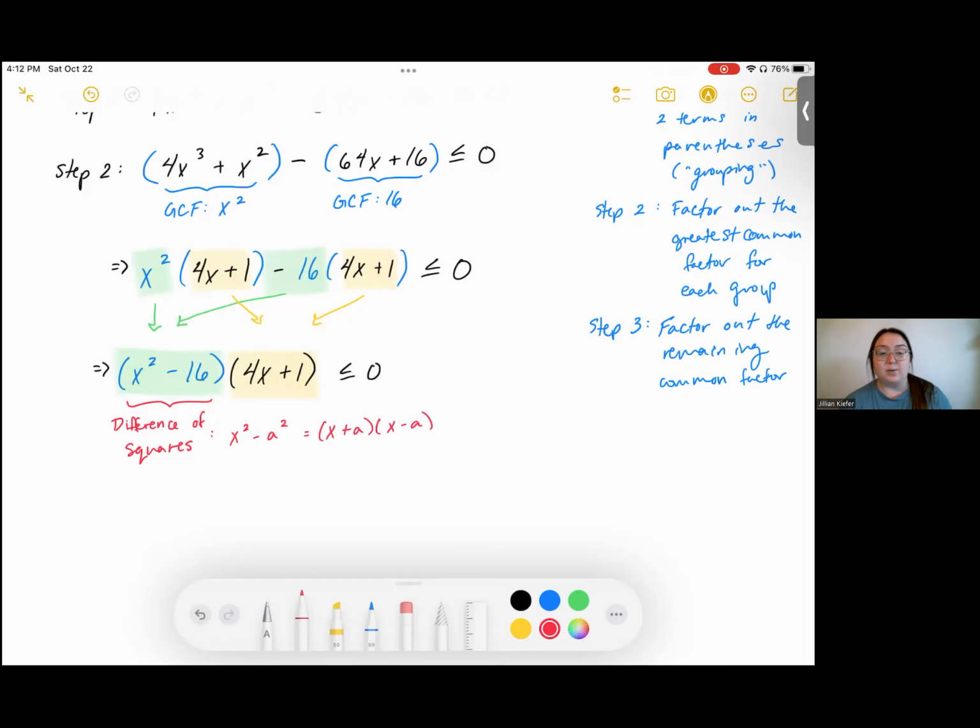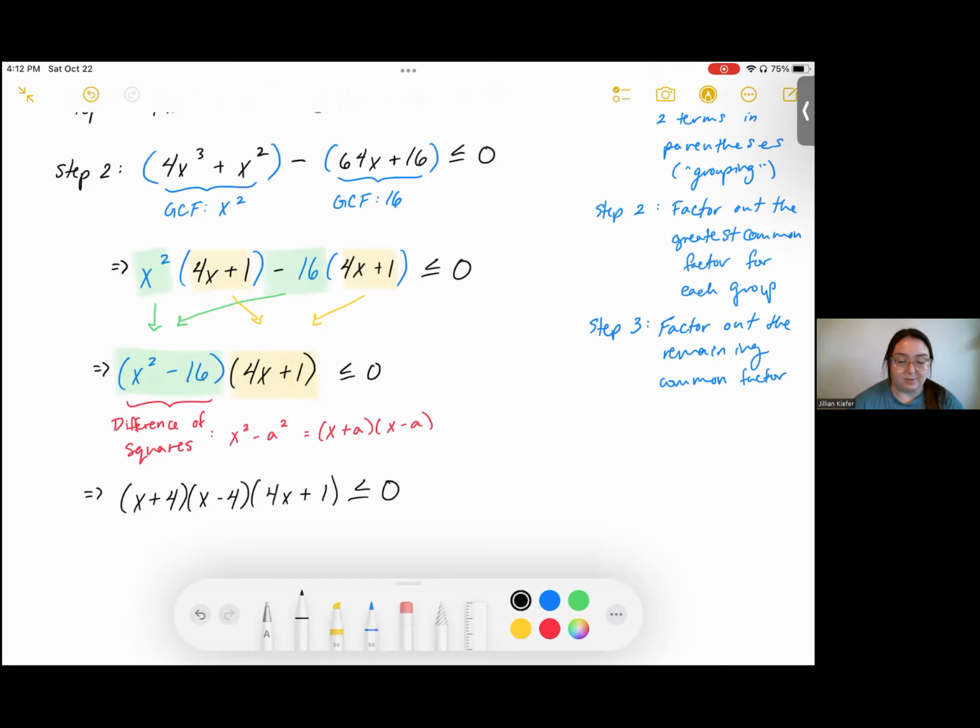So in our case, we've got x squared minus 16. So we want to think to ourselves, is 16 the square of any number? Yes, it is. It is the square of 4. So we can use the difference of squares to factor x squared minus 16. This would factor into x plus 4 times x minus 4. And then remember, we still have that last factor there, 4x plus 1.